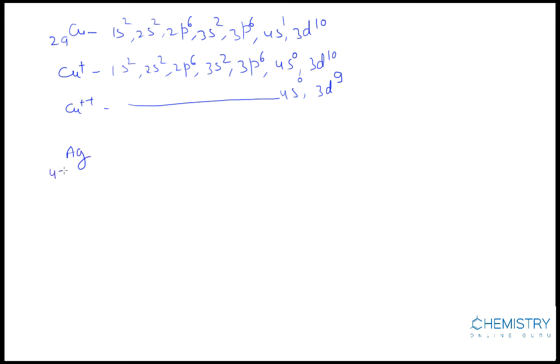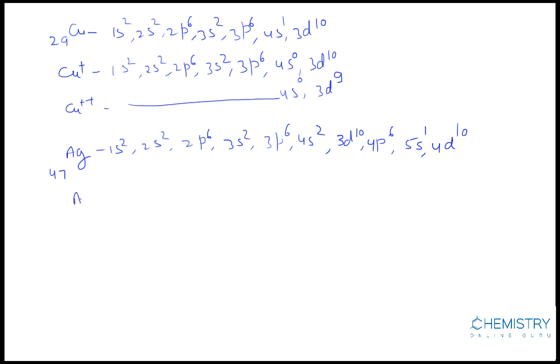Similarly, in the case of Ag, silver: 1s2, 2s2, 2p6, 3s2, 3p6, 4s2, 3d10, 4p6, 5s1, 4d10. Ag+: 5s0, 4d10.